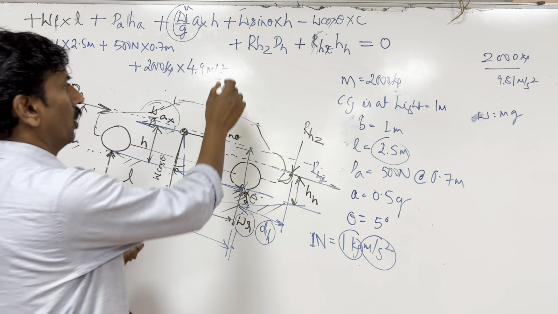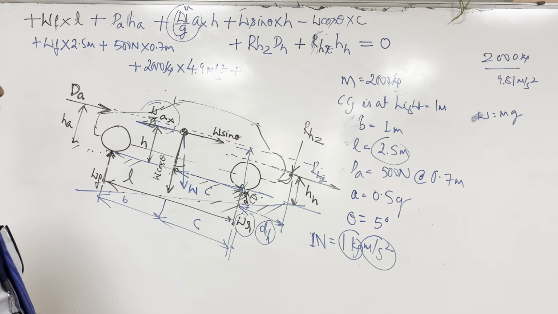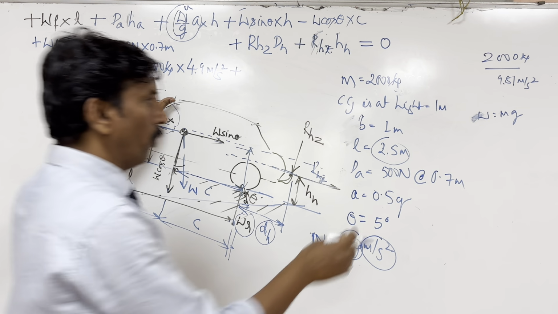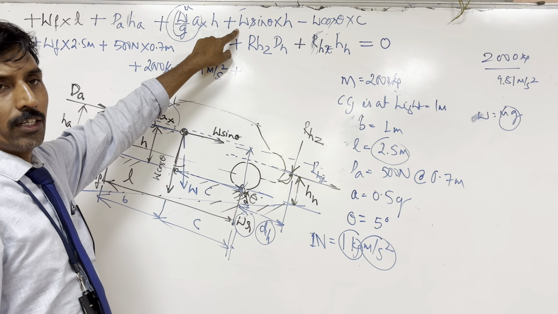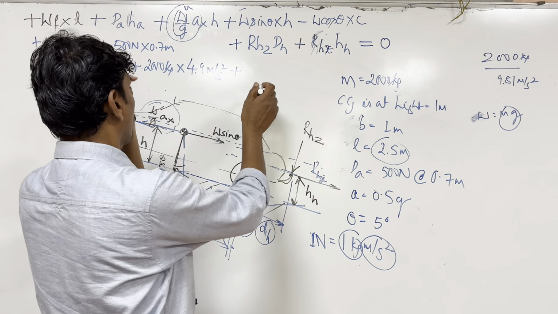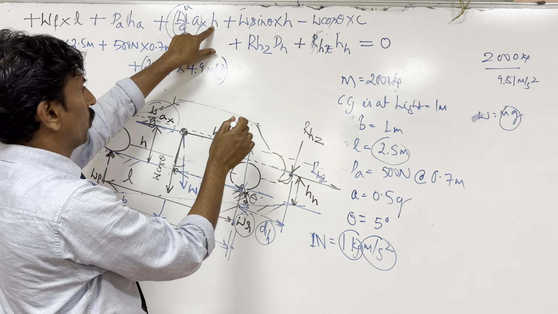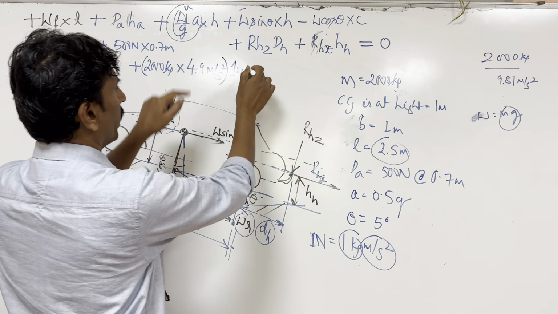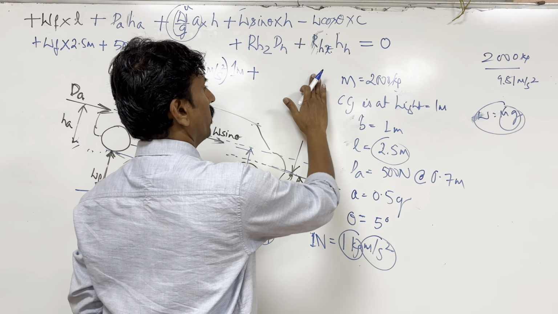And then plus W sine theta. So weight, here we set mass as this one. Weight is m into g. Here we need to convert this into weight. Here we set this W into A. You have forgotten H. So what is H? 1 meter. And then plus, W is m into g.